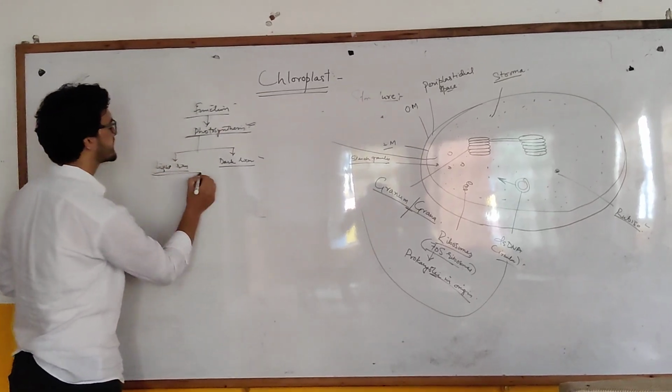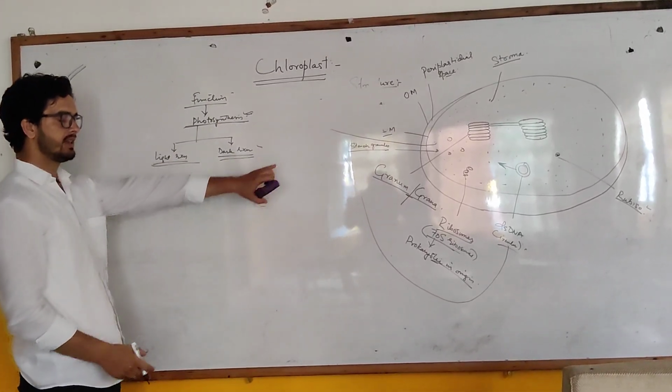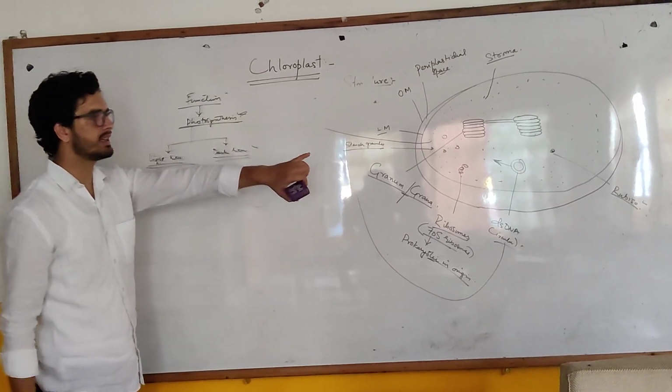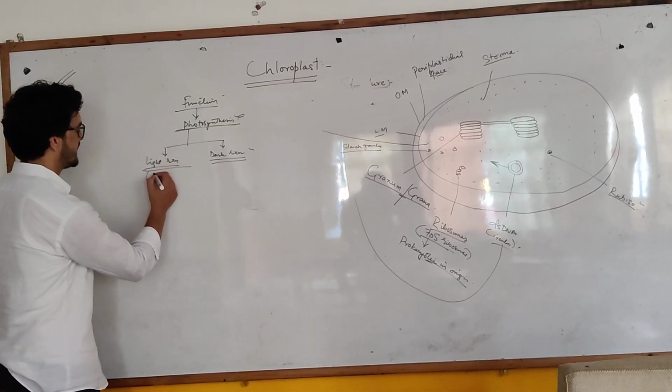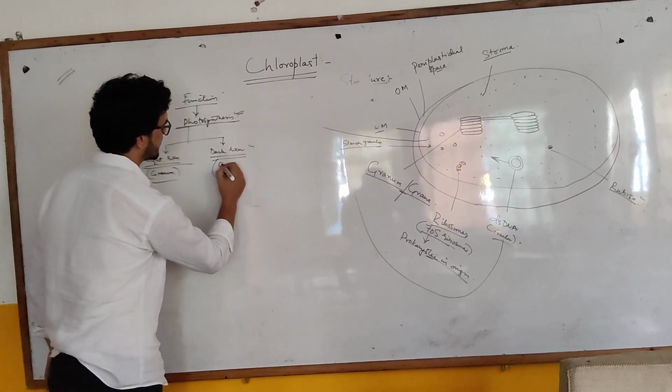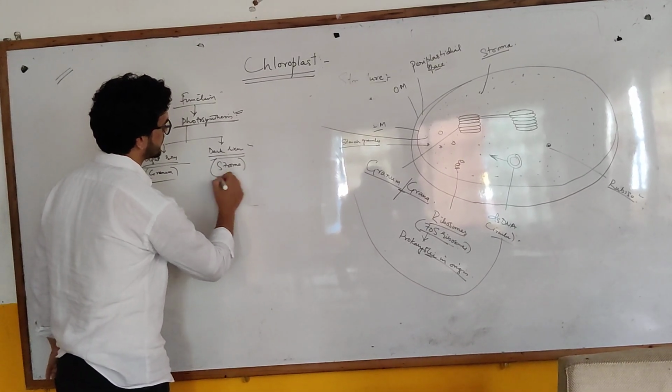And this light reaction occurs in the granum and the dark reaction occurs in the stroma region. Where does it occur? It occurs in the granum, whereas this dark reaction occurs in the stroma.